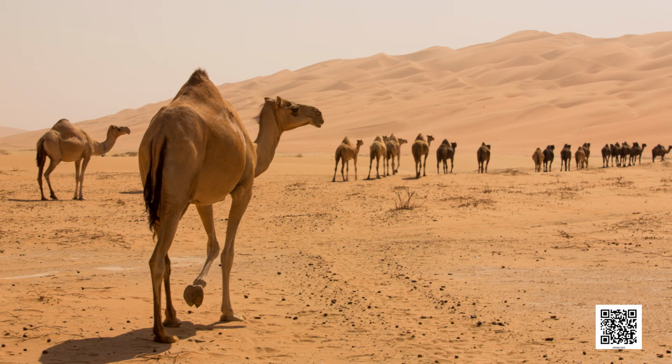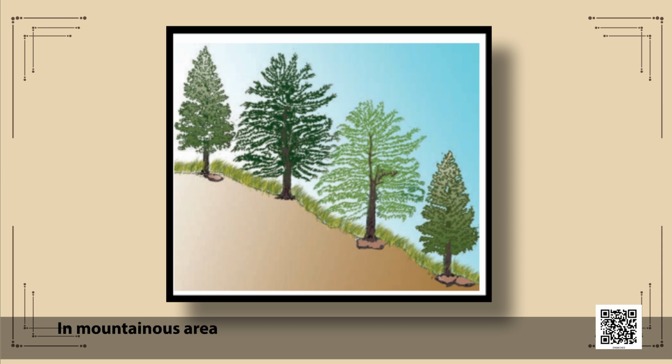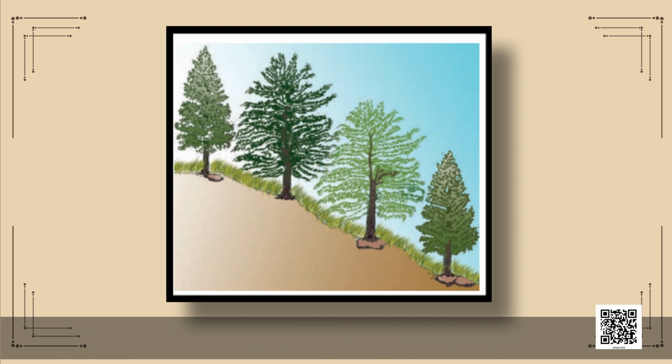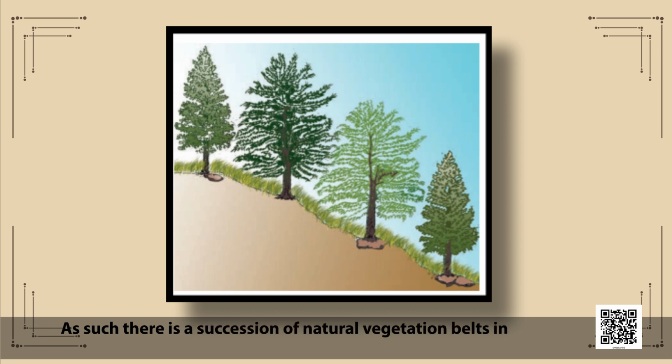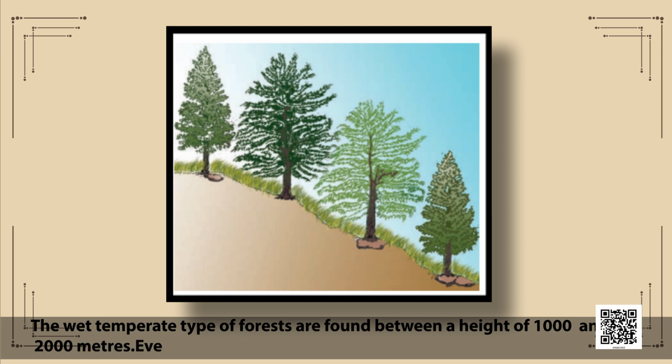There is another type of forest called montane forests. In mountainous areas, the decrease in temperature with increasing altitude leads to the corresponding change in natural vegetation. As such, there is a succession of natural vegetation belts in the same order as we see from the tropical to the tundra region. The wet temperate type of forests are found between a height of 1000 and 2000 meters.